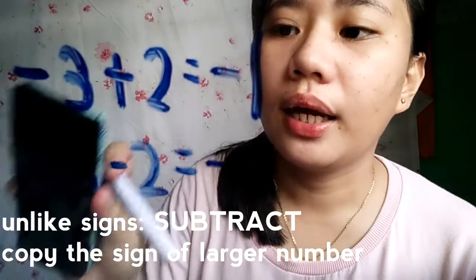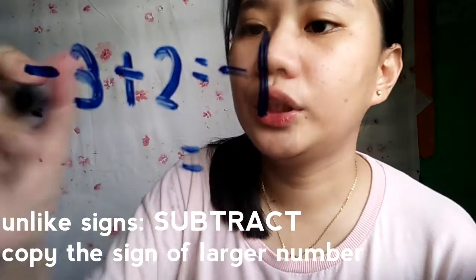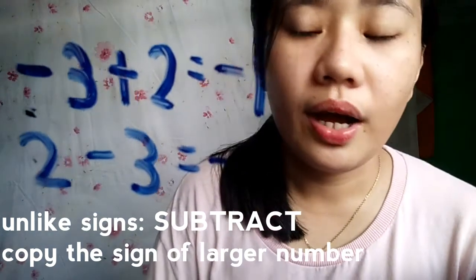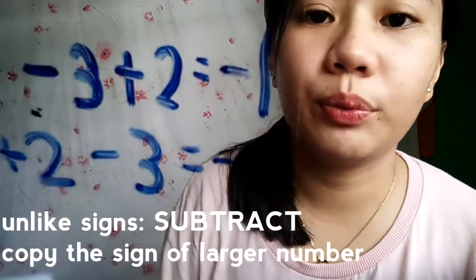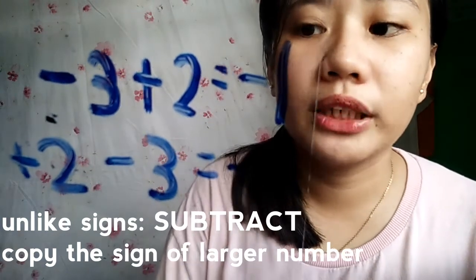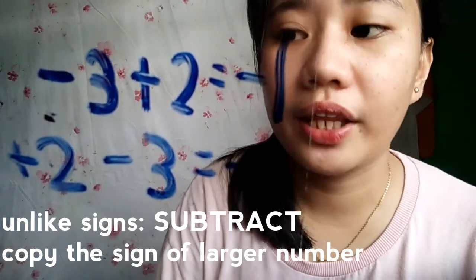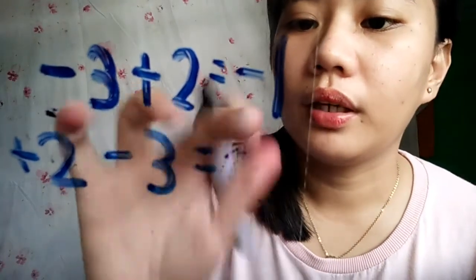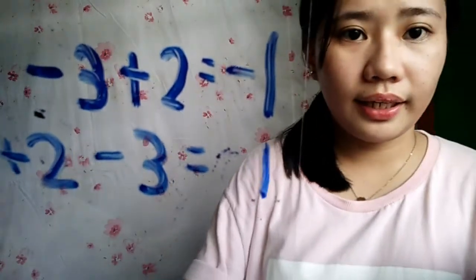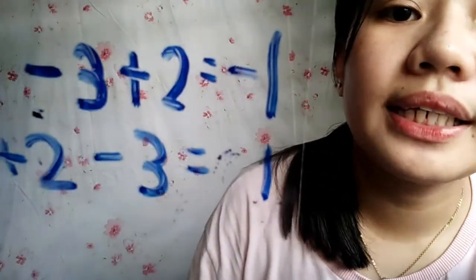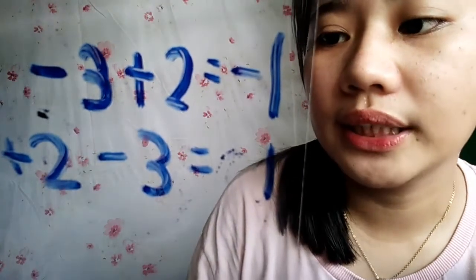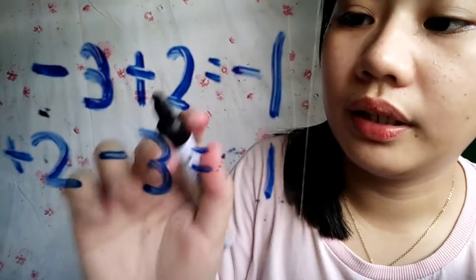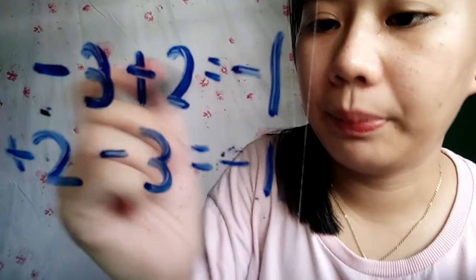Okay, I hope you understand that. What if you have 2 minus 3? They are unlike signs because 2 is positive, as we all know. Don't mind the operation, just focus on the signs. They are unlike signs, so 3 minus 2. You subtract the numbers. It is 1. And copy the sign of the bigger number, which is still 3, since 3 is bigger than 2. So 3 is negative. Copy negative.